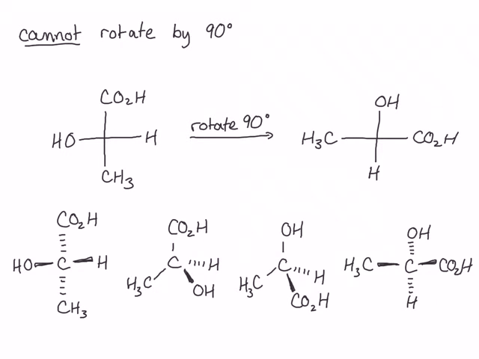Take a moment and assign priorities on each of these structures and determine their absolute stereocenters. Pause the video while you do so. The structure on the left is S-lactic acid. The structure on the right is R-lactic acid. Rotating a Fischer projection by 90 degrees gives us the mirror image of the original chiral center.